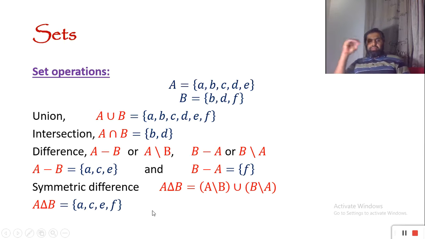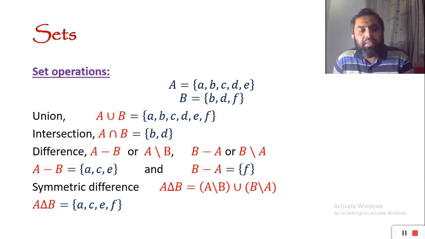A delta B we can represent in another way, like A union B minus A intersection B. We take the union of both sets and then we subtract those elements which are common to each other, so we will be left with only the difference.